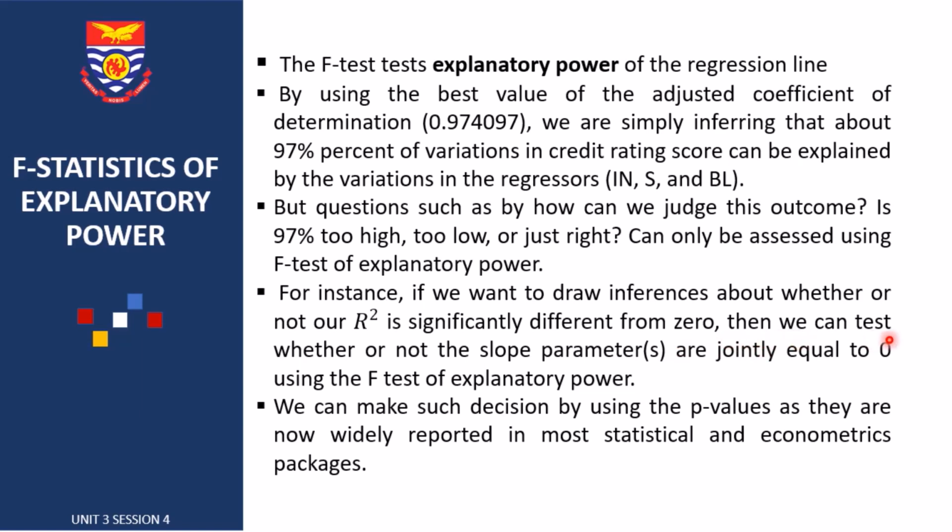So then we can test whether or not the slope parameters, that is the beta coefficients, are jointly equal to 0 using the F test of explanatory power as well. We can make such a decision by using the p-values, as they are now widely reported in most statistical and econometric packages. Most of the recently developed econometric packages simply report p-values, and mostly they are used in testing for some of these diagnostics.